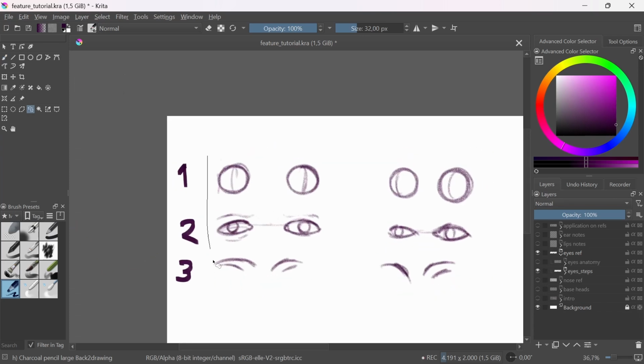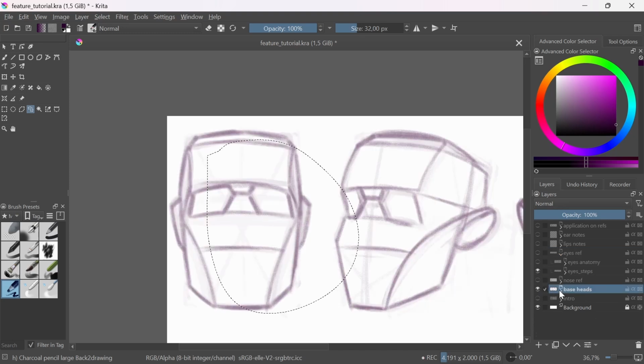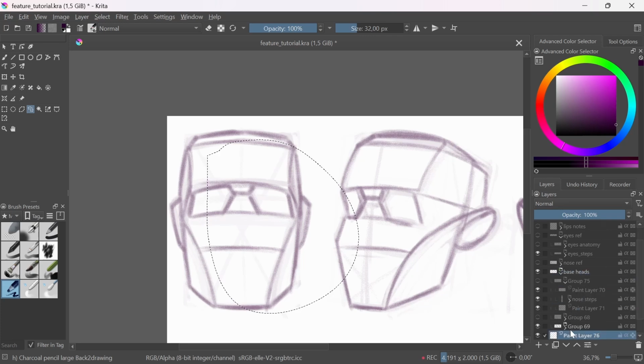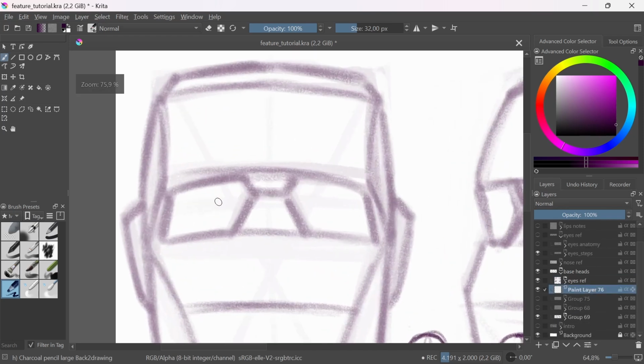We'll just pick this one, and similarly to the nose, we're going to paste it next to our reference heads, and then start looking at the different angles of the eyes. So first of all, we want to make sure that we start with the ball here, just doing a circle.